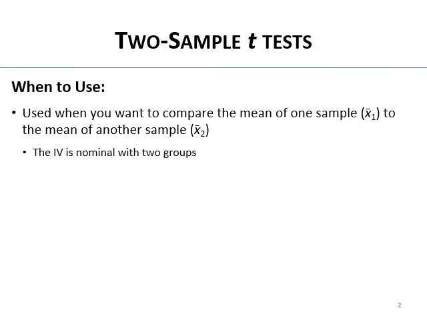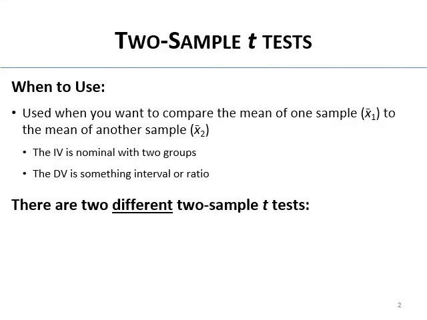So usually the IV is nominal with two groups. It can be ordinal, but usually it's nominal. The DV is something that's going to be interval or ratio, so something you can take means of and have them be meaningful. So here's the catch.